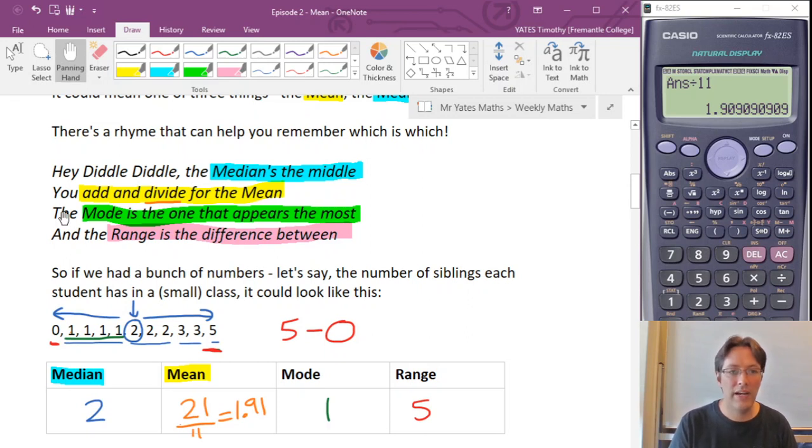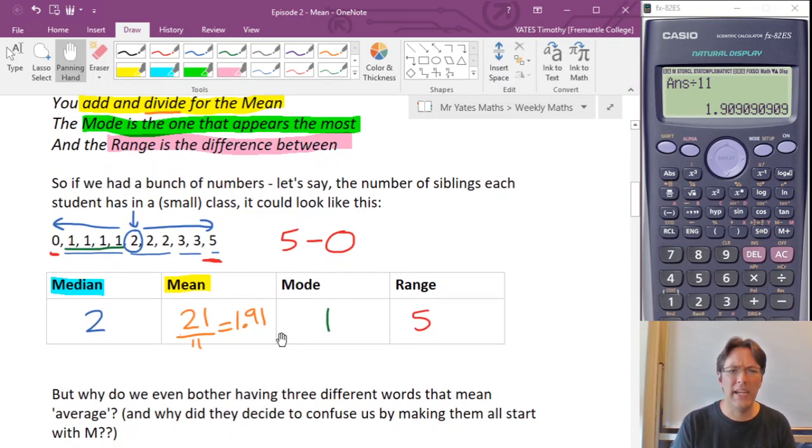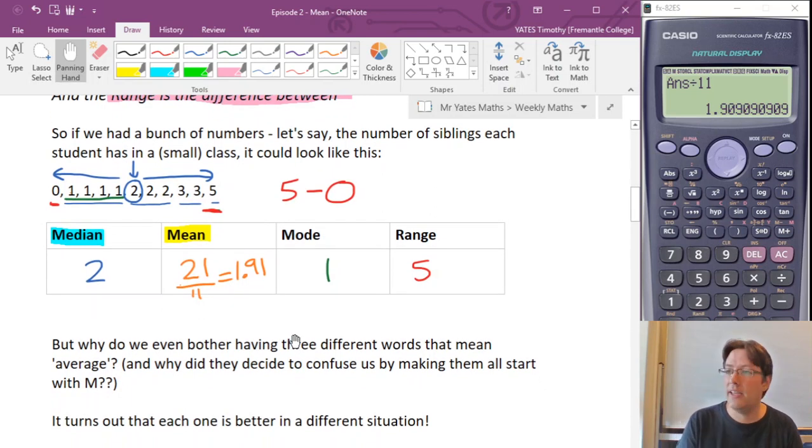So these are all of our different numbers: median, mean, mode, and range. But why do we even bother having 3 different words that all mean average? And why did they decide to confuse us by making them all start with the letter M? Well, I can't really answer that second one for you, but I can give you a bit more information on the first one, because it turns out that each one's better in a different situation.